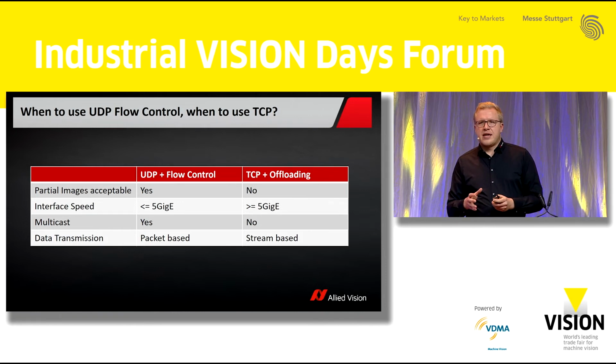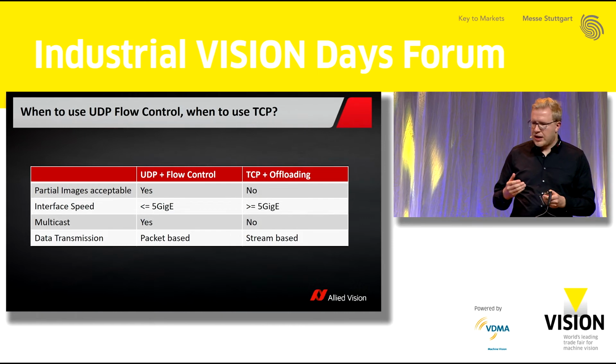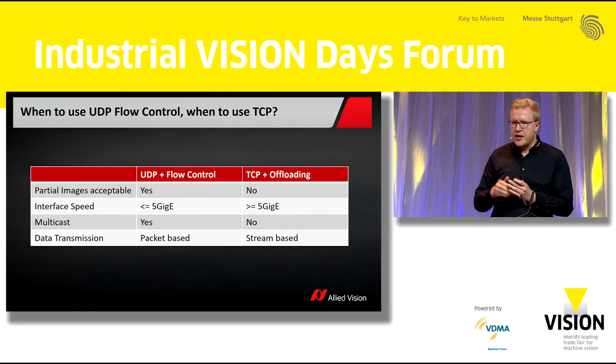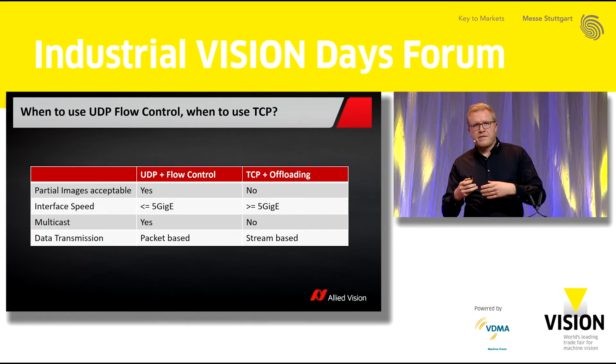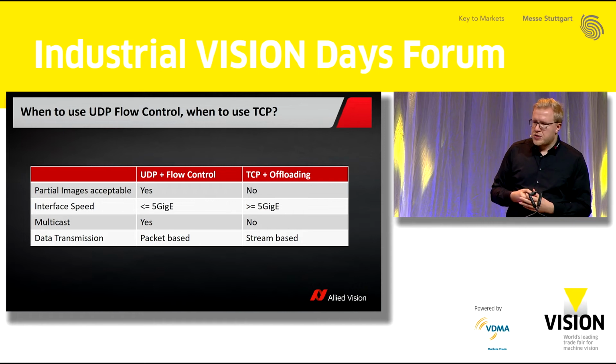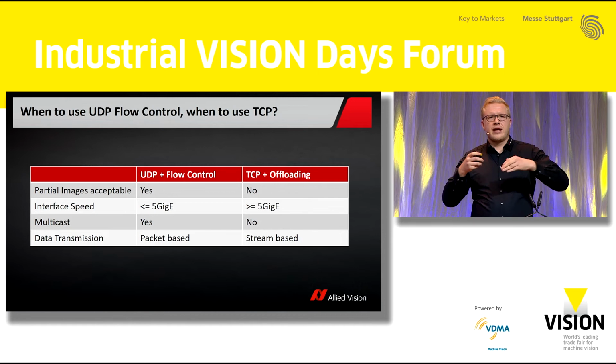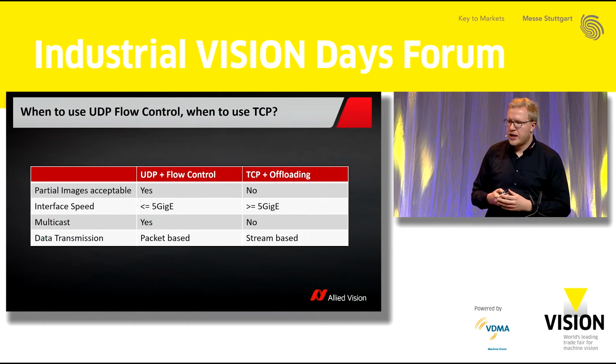But I think the main decisive factor here is the interface speed. So UDP comes to a limit for any interface speed of above 5 GigE. So for cameras with 5 GigE or less power, UDP and flow control is used, whereas TCP and offloading is mainly used for cameras of 5 GigE and more, 10 GigE, 25 GigE, and so on.